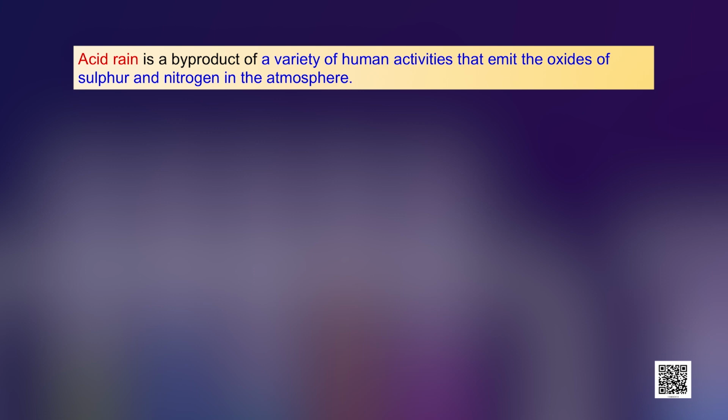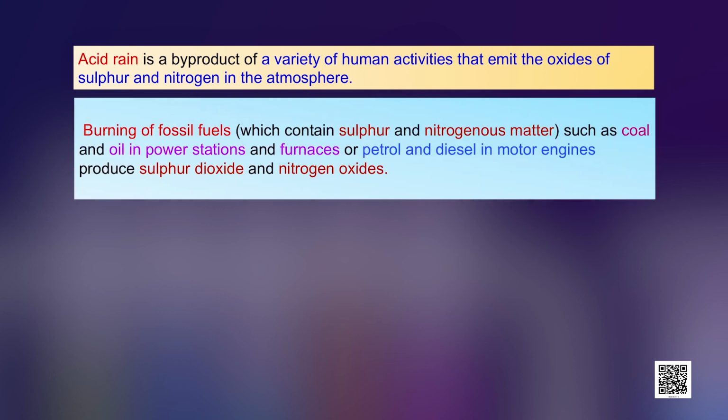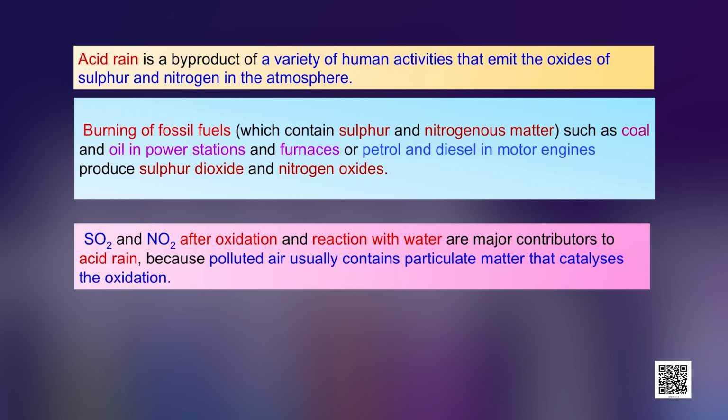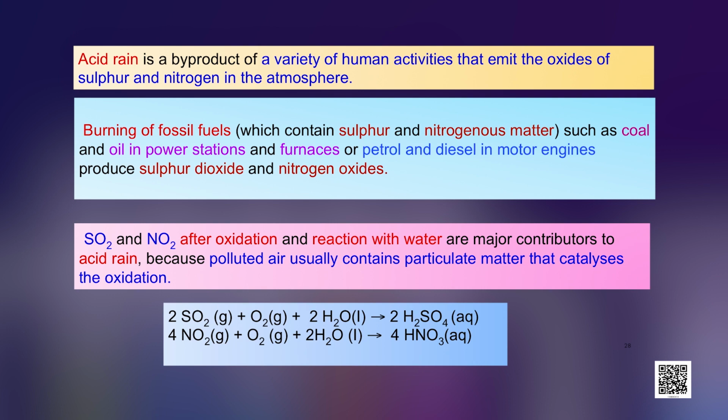The acid rain is a byproduct of a variety of human activities that emit oxides of sulfur and nitrogen in the atmosphere. As told earlier, the burning of fossil fuels which contain sulfur and nitrogenous matter, that is coal and oil in power stations and furnaces, or petrol and diesel in the motor engines, produce sulfur dioxide and nitrogen oxides. These oxides, after oxidation and reaction with water, contribute to the acid rain because polluted air usually contains particulate matter that catalyzes this oxidation. You can see this in the reaction.